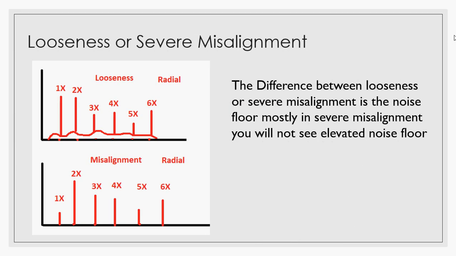The difference between looseness and severe misalignment: you can see from the top plot 1x with harmonics with some noise floor. But in the case of severe misalignment, you will see 1x with harmonics, but there is no noise floor.